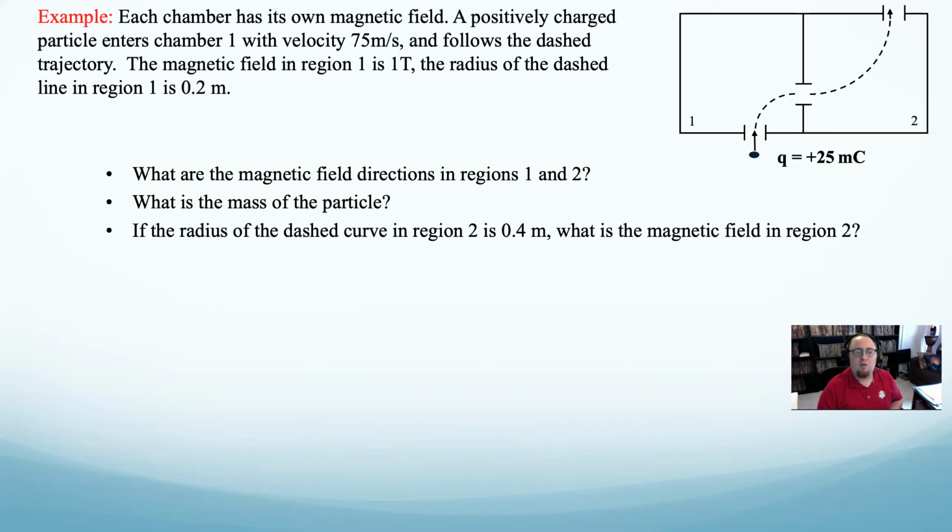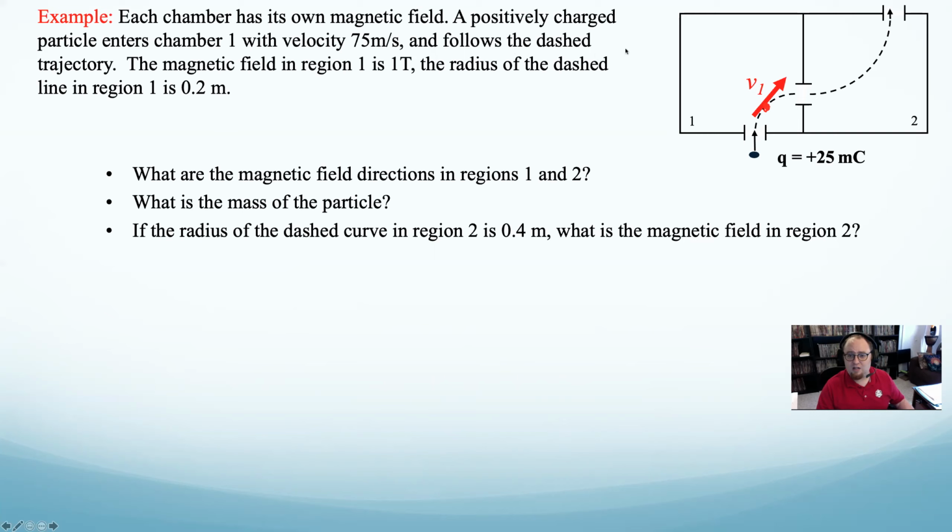So, what's the magnetic field direction in both regions? What's the mass of the particle? And given the second radius, what's the second magnetic field? So let's start with direction. For V, I'm just going to do a point right here. And at that spot, V is in that direction.